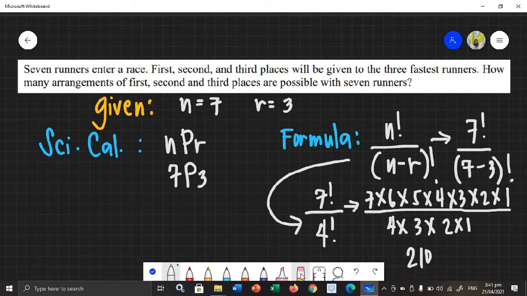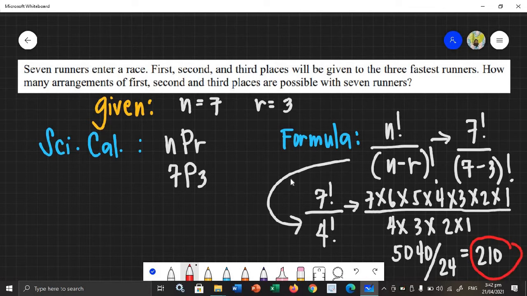Okay? 210 yung answer, pero if we will be expanding that, 7 factorial is equal to 5,040 all over 4 factorial is equal to 24. So you just need to divide 5,040 by 24. And let's see if 210 yung lalabas. Yes, 210 yung lumabas. So the answer using the formula is 210.